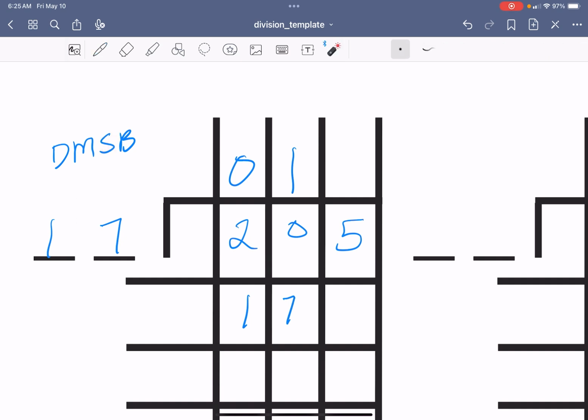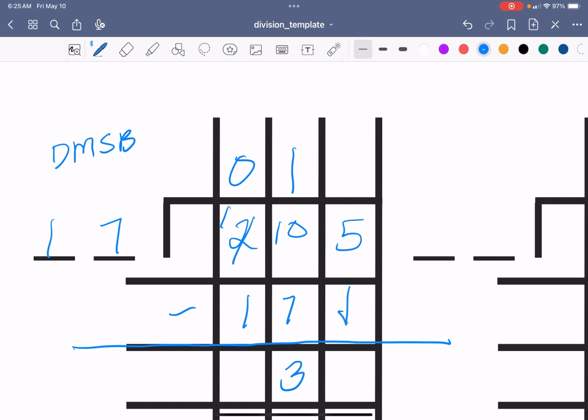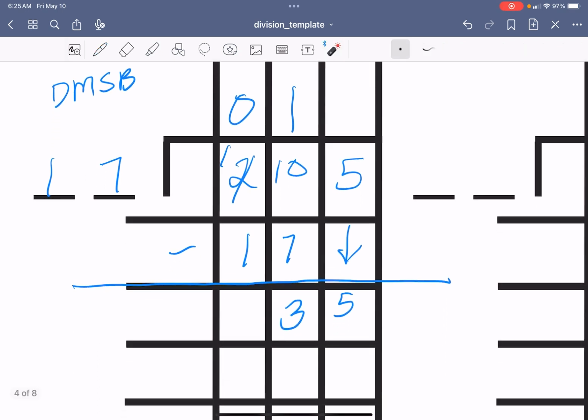Next, I have to subtract. So 20 minus 17 is 3. So I did subtraction. Now I have to bring down. I'm going to bring down the 5. So now I start all over with the steps of division. And the first step is to divide. So 35 divided by 17 is 2.